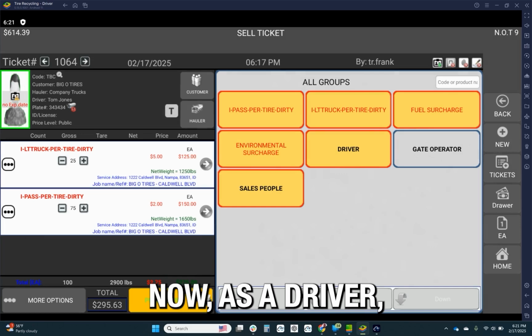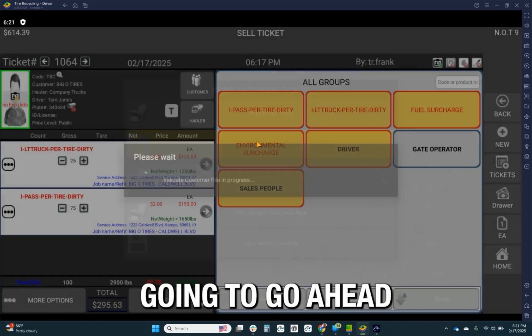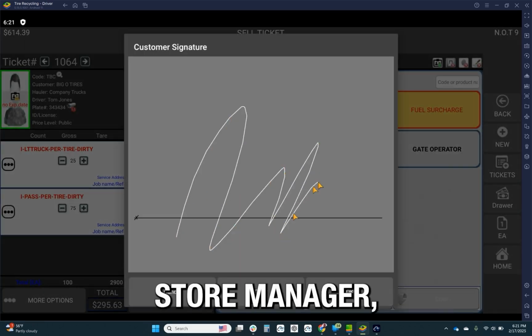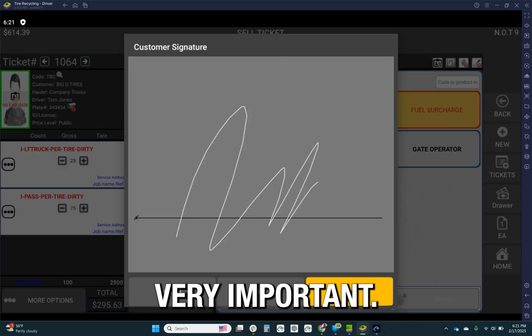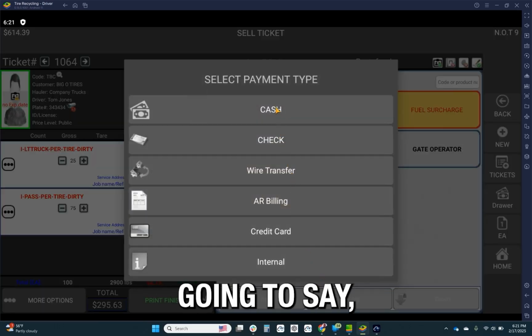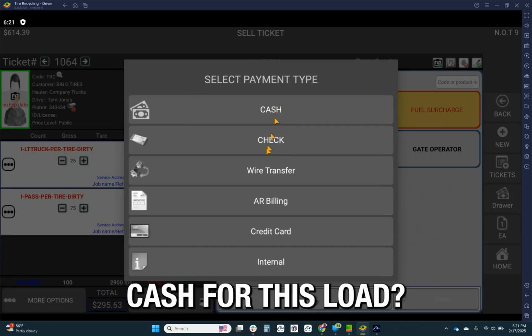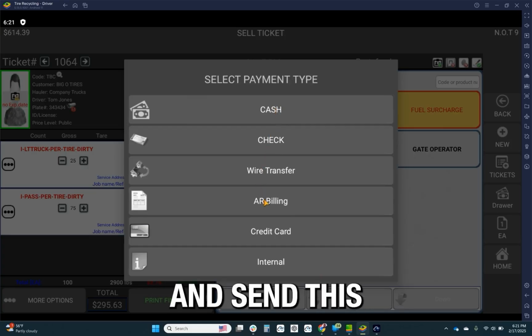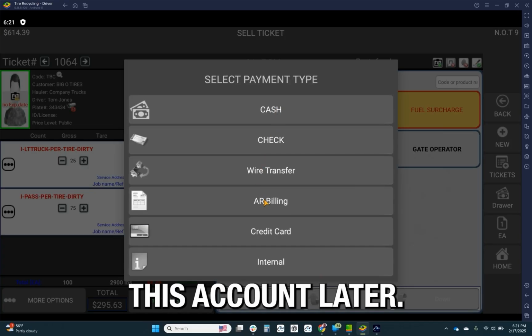Now, as a driver, the first thing I'm probably going to do is go ahead and get the signature of the store manager, because I want that signature on my manifest. Very important. So we're now going to say, are we accepting cash for this load? Or are we going to send it to AR? I'm going to go ahead and send this to account, and we're going to bill this account later.